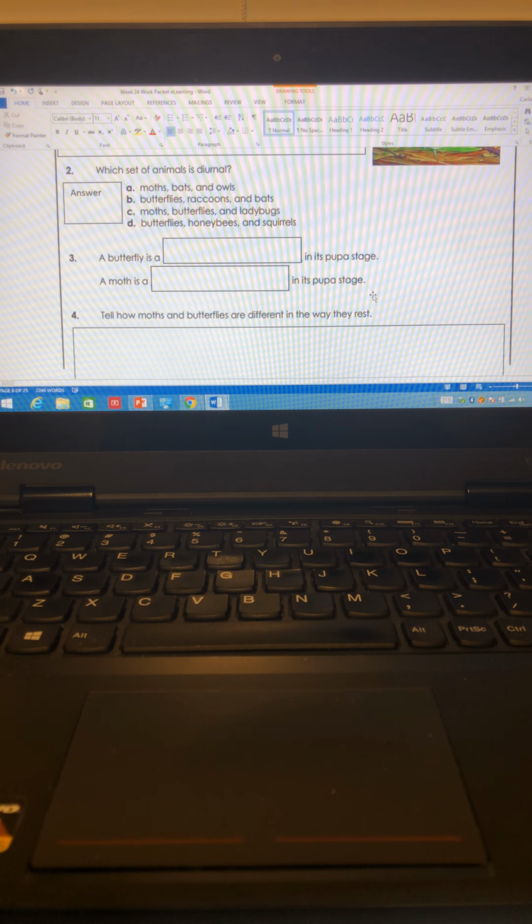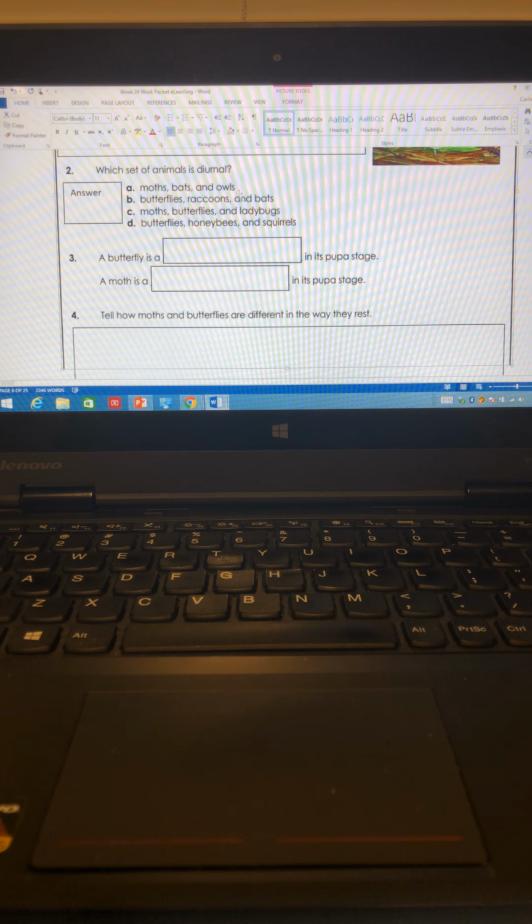Question number two. In the text box, you can just type your answer. The question says, which set of animals is diurnal? A, moths, bats, and owls. B, butterflies, raccoons, and bats. C, moths, butterflies, and ladybugs. D, butterflies, honeybees, and squirrels.